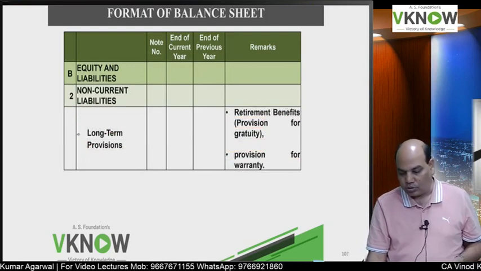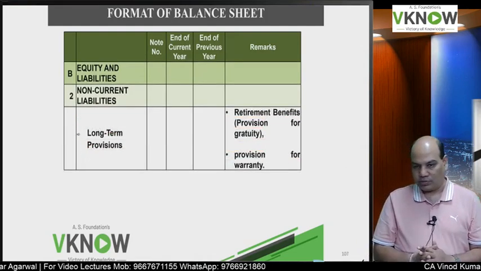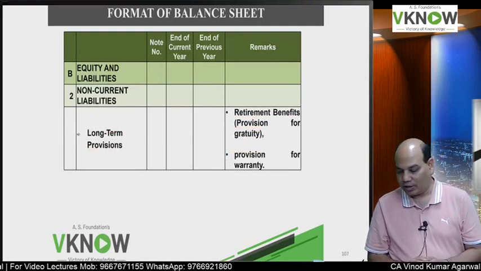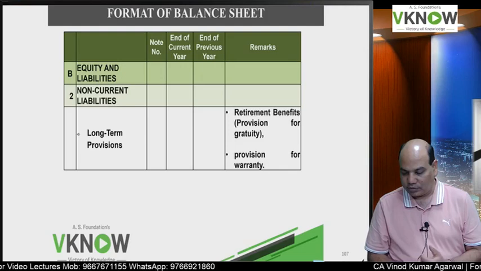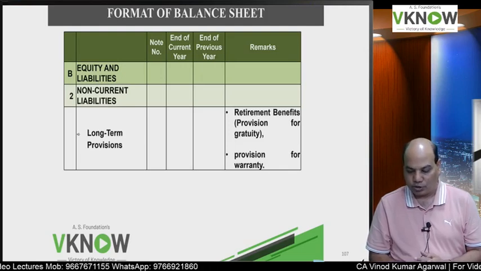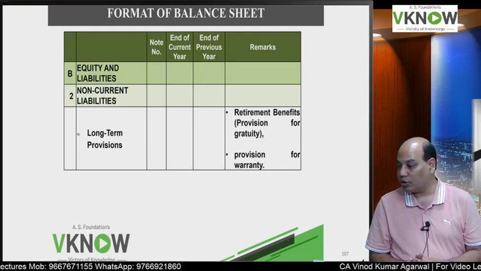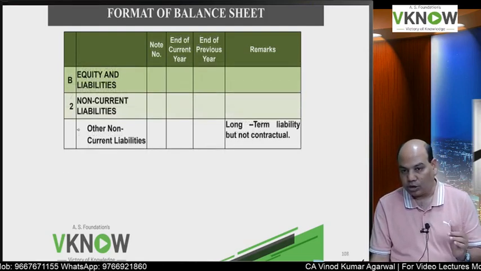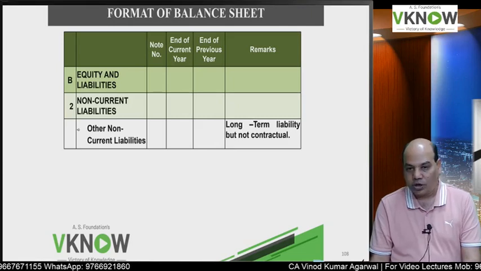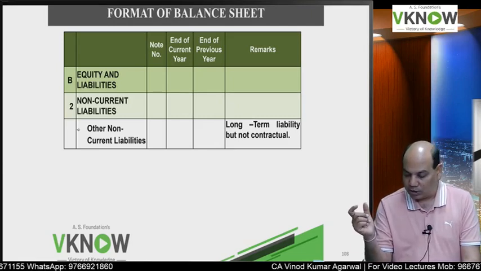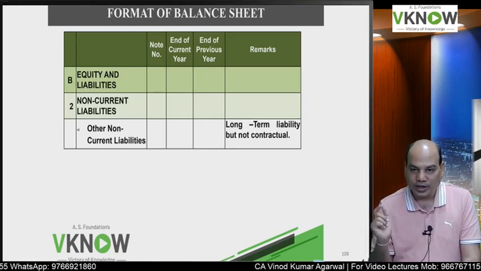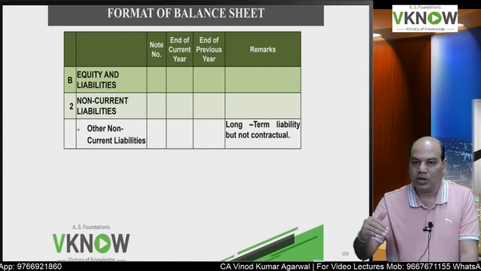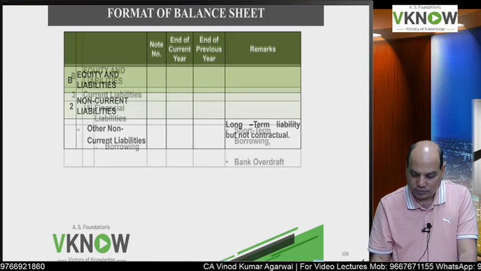Then we'll come to next item, long-term provision. Under long-term provision, example could be retirement benefit liability, like provision for gratuity or provision for warranty. Then we have other non-current liability. So here we will write down those long-term liabilities which are not contractual. If it is contractual liability to pay cash, it will come under financial liabilities.